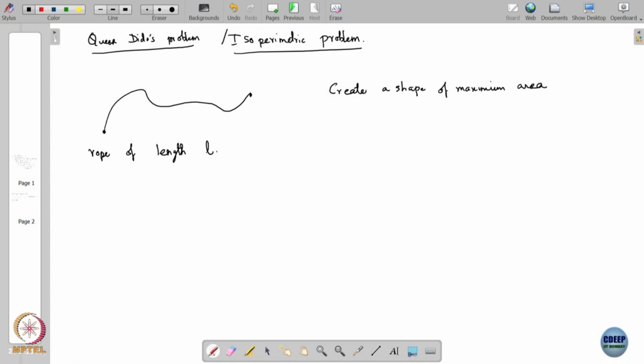So, you have a plane on which this rope is lying, and you have to create a loop out of this that encloses the maximum area. By shape, I mean a closed loop, and the enclosed area has to be maximum. Now, does anyone know the solution of this?